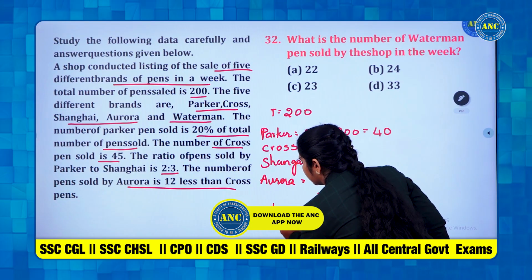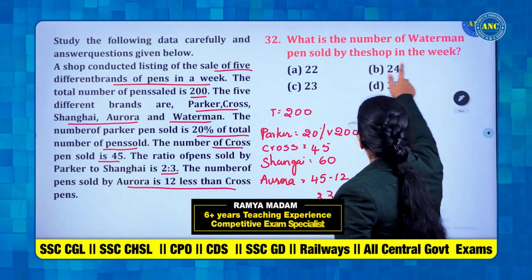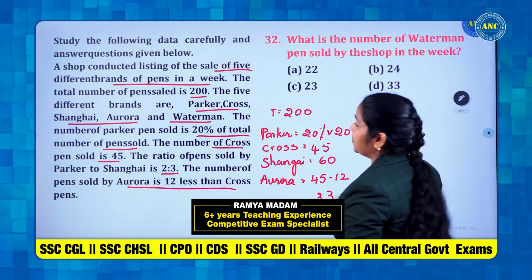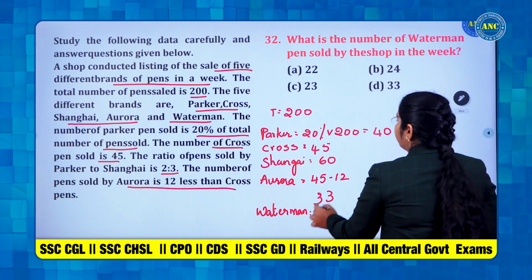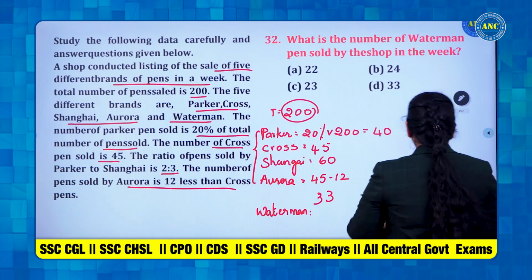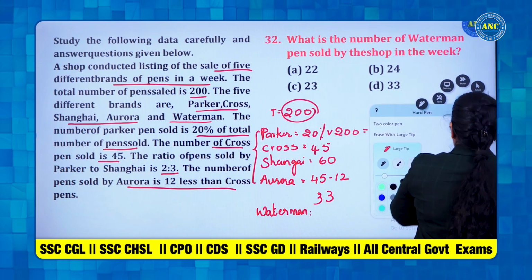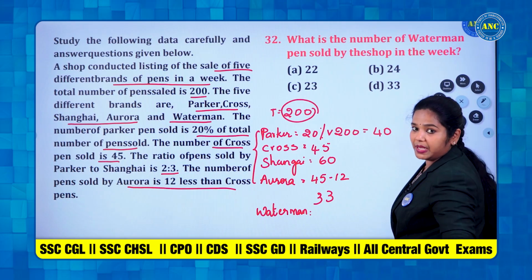Right? See the question. What is the number of Waterman pens sold by the shop in the week? So, we have to find out Waterman here. How can we do? Total pens minus all these 4 pens. Right? Total pens minus all the 4 pens, you will get Waterman pens.